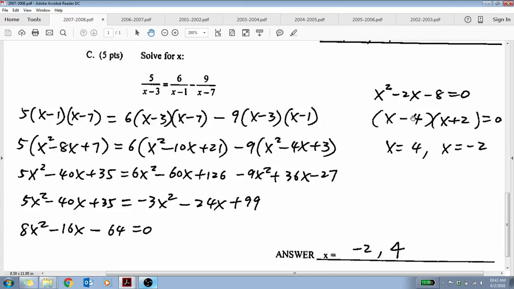When I do that, I factor. I get x minus 4 times x plus 2 equals 0. And then I set each part equal to 0. So x minus 4 would be 0, or x plus 2 would be 0. So I'll solve for x. X would be 4, or x would be negative 2. And that is my final answer.